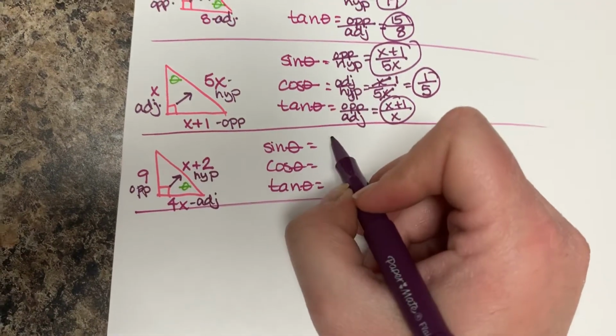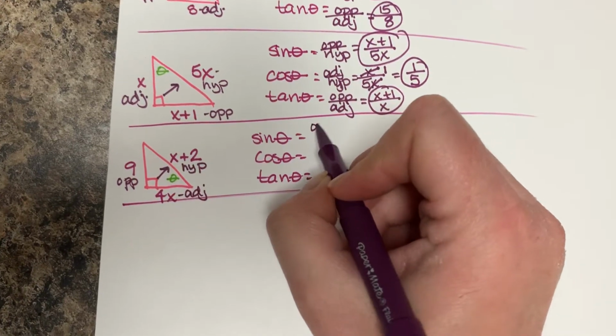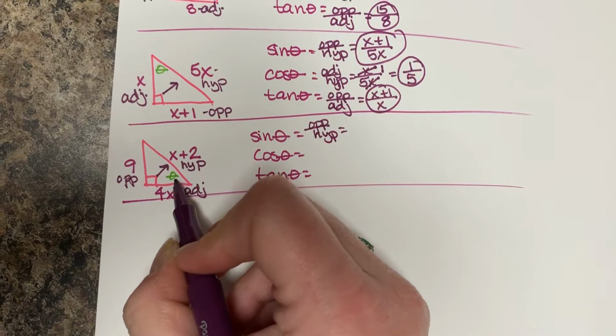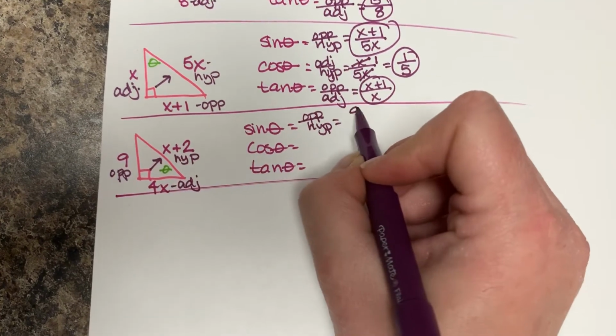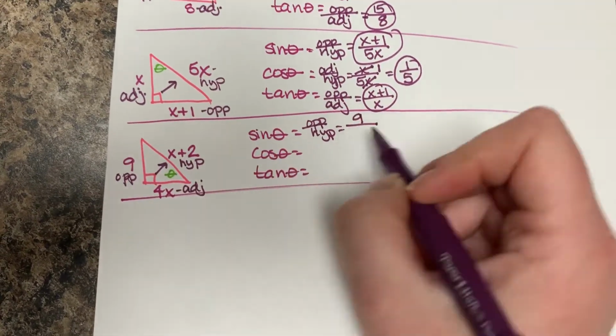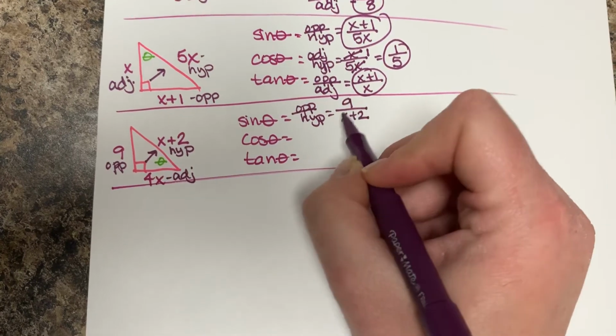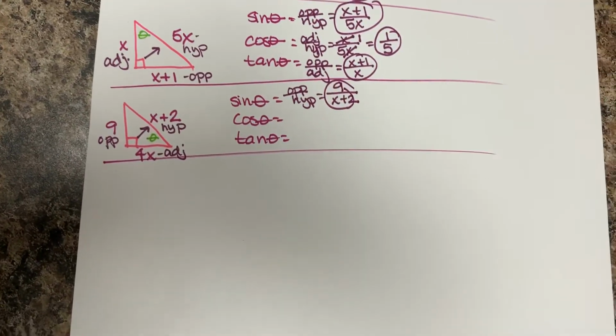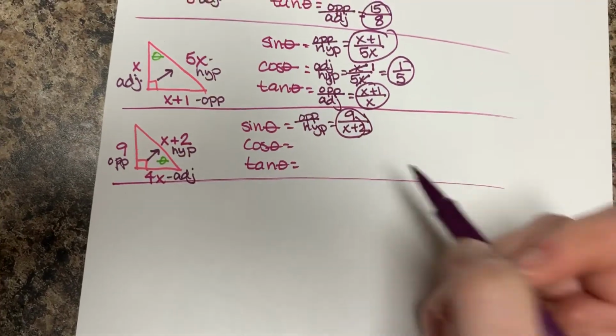All right, so sine of theta is opposite over hypotenuse. So theta is this angle here. Opposite is 9 over our hypotenuse, which is x plus 2. There are no common factors in all three of these terms. So that'll be as simplified as we can get that one.